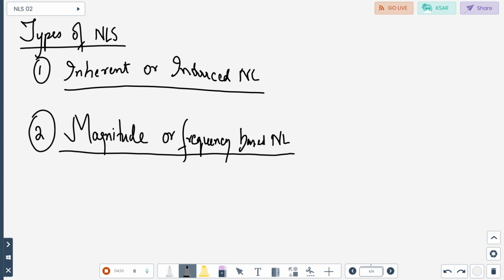So again, if you have a look at magnitude based nonlinearity, something like a saturation nonlinearity is a magnitude nonlinearity. We understand with saturation what happens is that after a certain range, the output of the device does not increase further. Even if we increase the input, the output saturates and will not change, it becomes constant. So there is a magnitude involvement in this case.